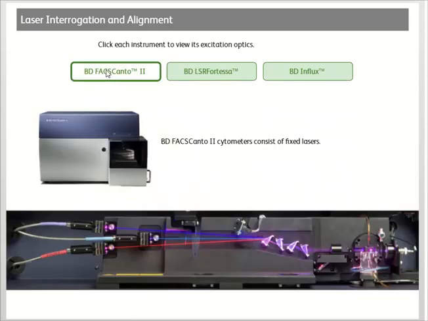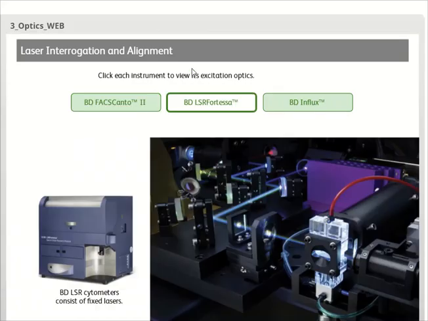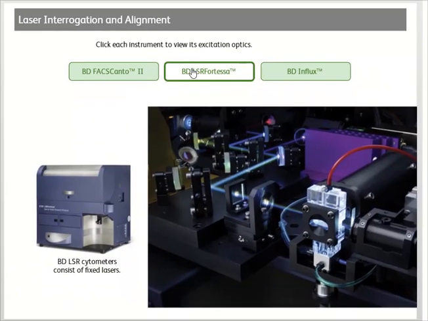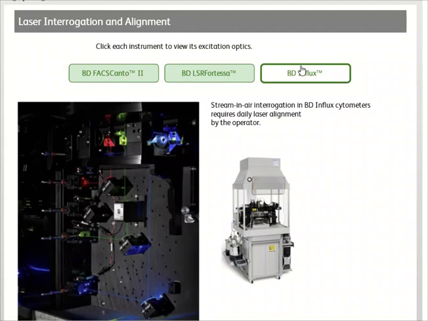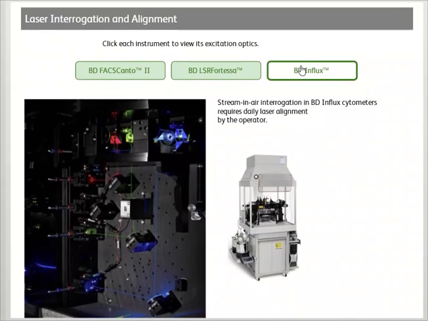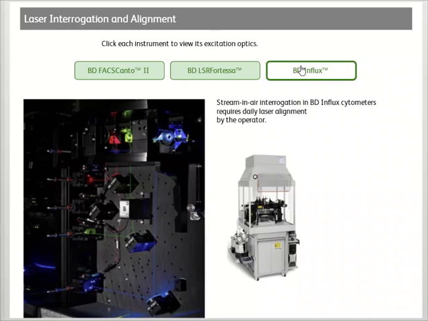BD FACSCanto II cytometers consist of fixed lasers. BD LSR cytometers consist of fixed lasers. In BD Influx cytometers, stream and air interrogation requires daily alignment by the operator. Individual laser positioners allow for fast and intuitive independent laser beam alignment.